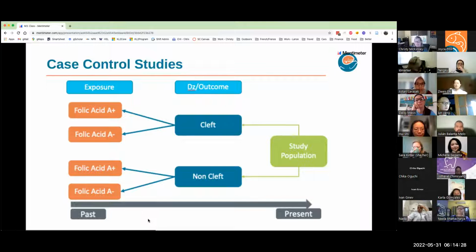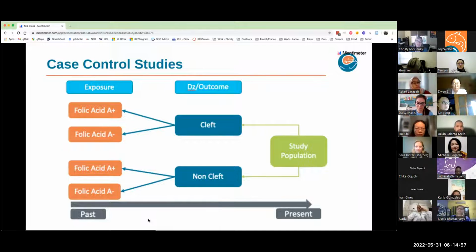The reason is that cleft occurs in about 1 in 700 live births. So if you want to do a cohort study, you would need 70,000 women to identify 100 cases of cleft. So it's not particularly feasible. So when it comes to studies of etiology, we typically will do case control studies.